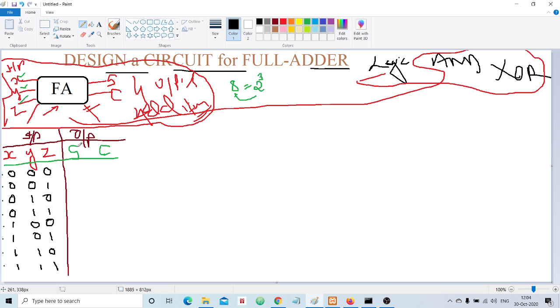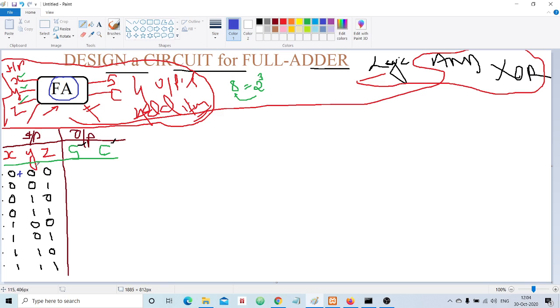Now we shall understand how to write values for sum as well as for carry. It is very simple. Just observe over here. As I said, what will the adder actually do? Addition operation, right? How will it do it? Bit by bit.